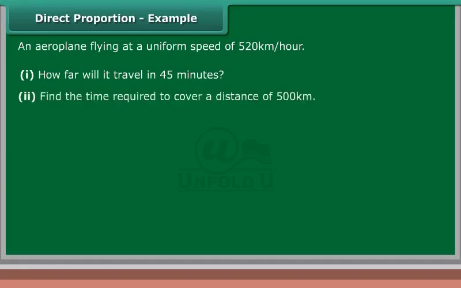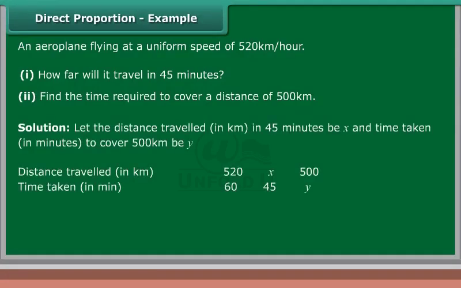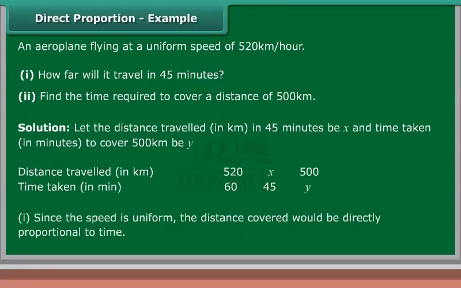Example. An airplane is flying at a uniform speed of 520 km per hour. How far will it travel in 45 minutes? Also find the time required to cover a distance of 500 kilometers. Solution. Let the distance travelled in kilometers in 45 minutes be x and the time taken in minutes to cover 500 km be y. Since the speed is uniform, the distance covered would be directly proportional to time.